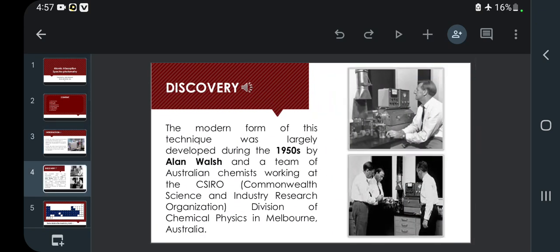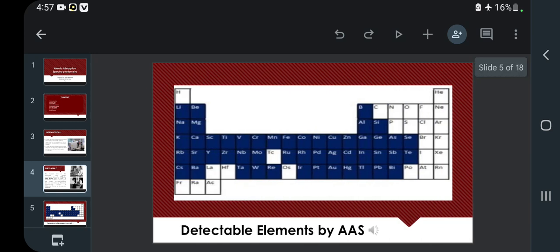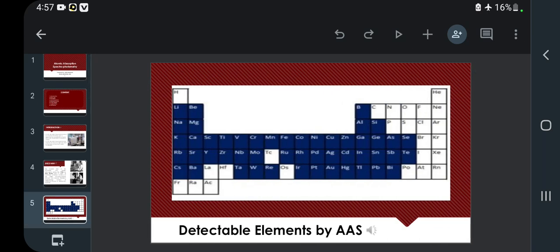So here is the discovery of that method. The modern form of this technique was largely developed during the 1950s by Alan Walsh and a team of Australian chemists working at the CSIRO division of chemical physics in Melbourne, Australia. Where are the detectable elements by AAS?